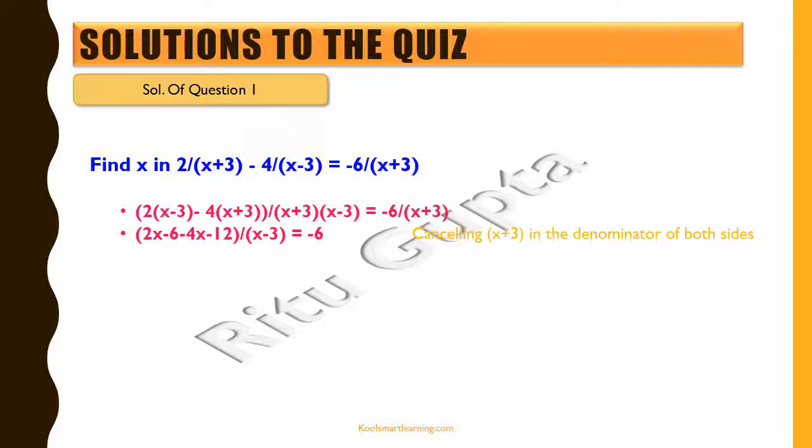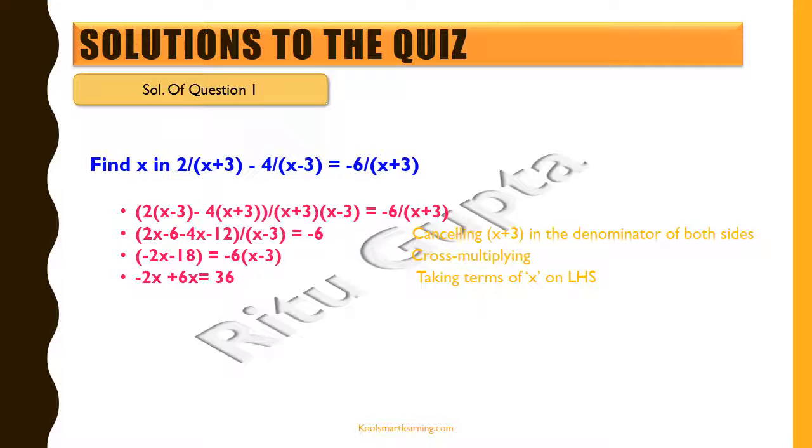So we get 2x minus 6, and we are simplifying it here. We get 2x minus 6 minus 4x minus 12 divided by x minus 3 is equal to minus 6, and then we'll now cross multiply and we'll make it minus 2x minus 18 is equal to minus 6 into x minus 3. That gives us minus 2x plus 6x.